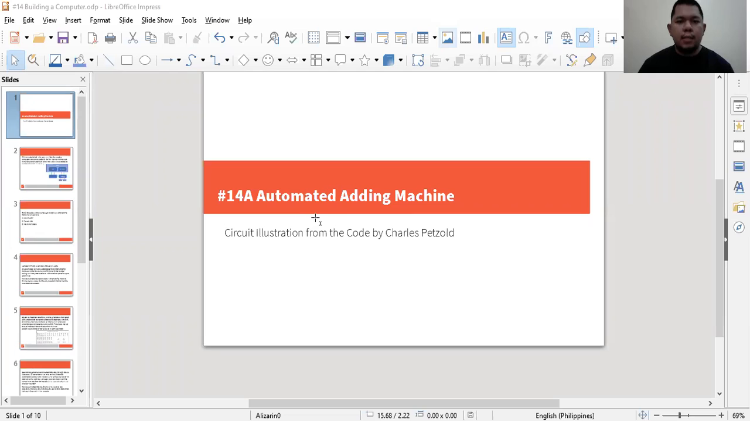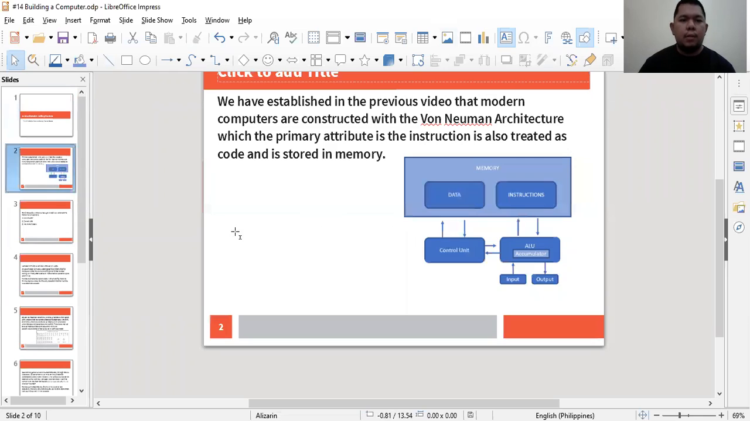In this video, we'll be discussing a certain automated adding machine. Again, I'll be using the circuit illustration from the book Code by Charles Petzold. Okay, so in the previous video, we have established that modern computers are constructed with the von Neumann architecture, which the primary attribute is that instruction is also treated as code and is stored in memory. Okay, so we see here that memory contains both data and instruction.